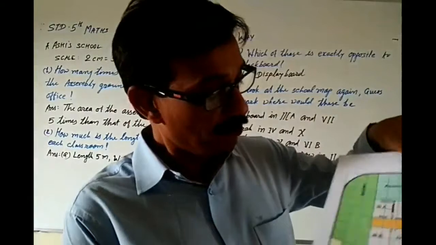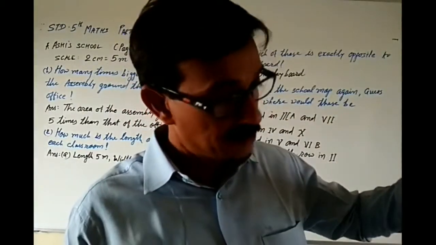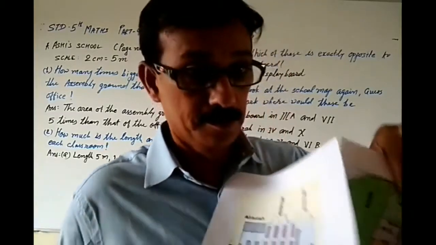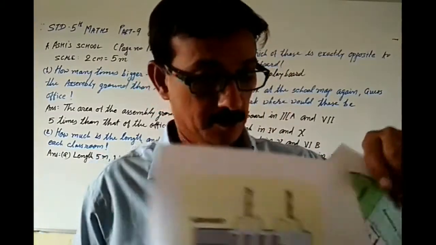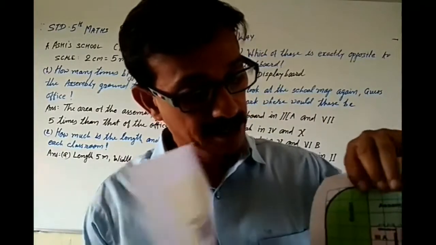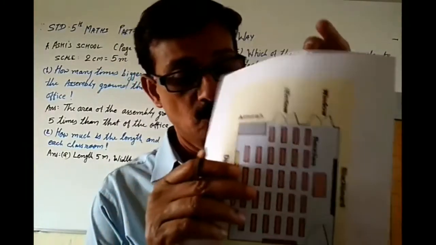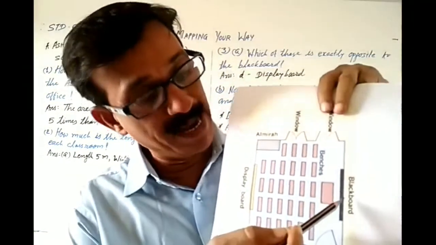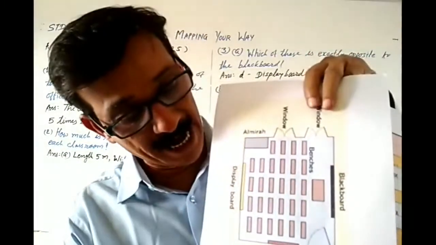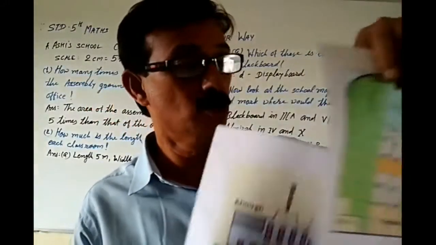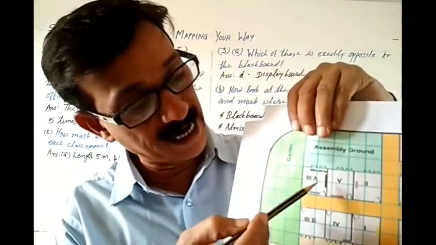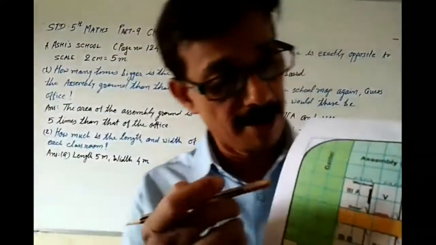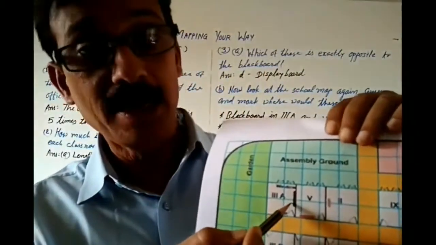Now look into this. Where is the door? See, the door is over here, isn't it? In this classroom I am keeping the door over here. So the blackboard is somewhere on the side of the door. Where could the blackboard be in this classroom 3rd A? Here, because the door is here. So in 3rd A, the blackboard can be over here.